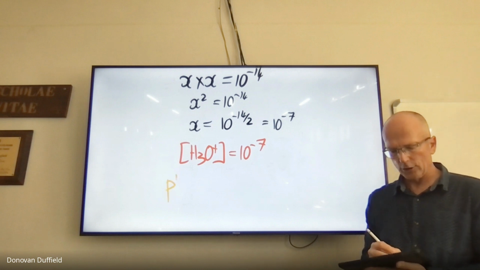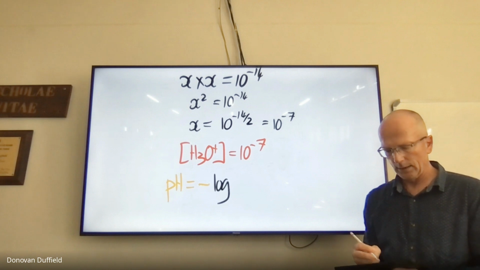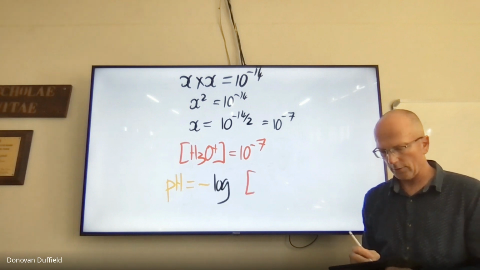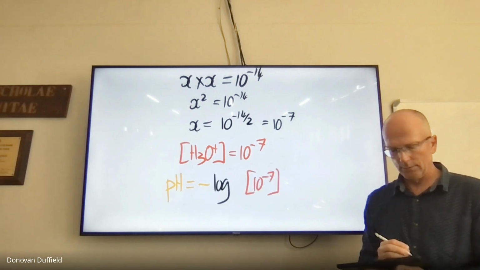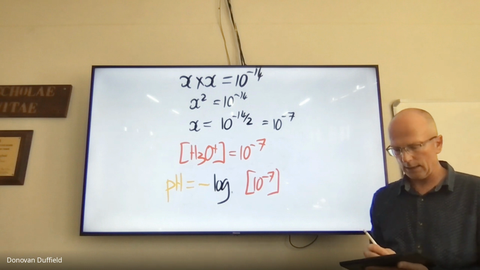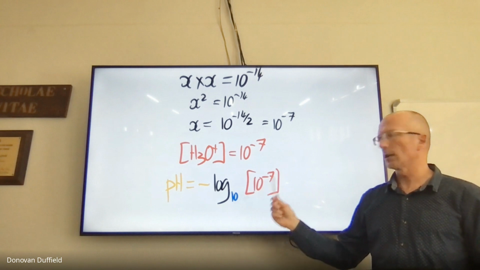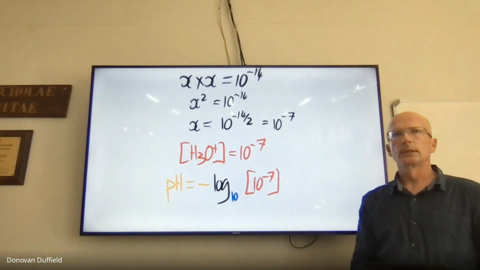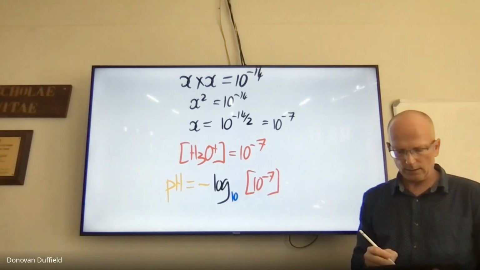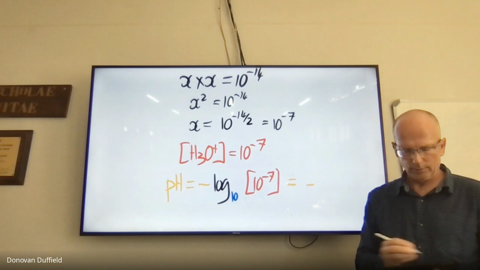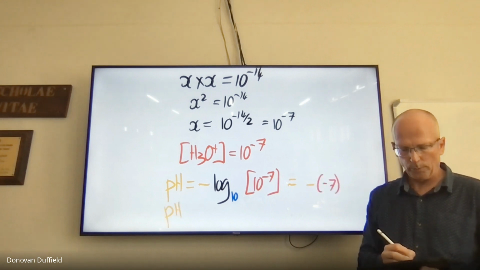Therefore, the pH, which is equal to the negative logarithm of the hydronium ion concentration, which is 10 to the negative 7 to the base 10, well, what exponent must you raise 10 to get 10 to the negative 7? Negative 7. So this is going to be equal to negative 7. Hello, ladies and gentlemen. Your pH is 7.